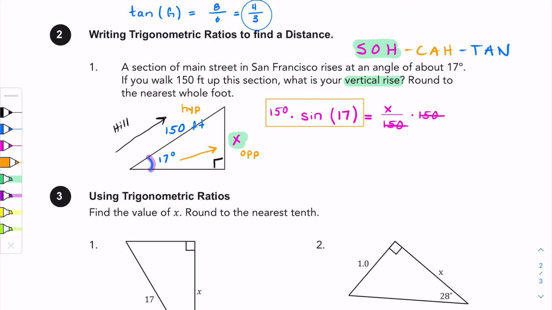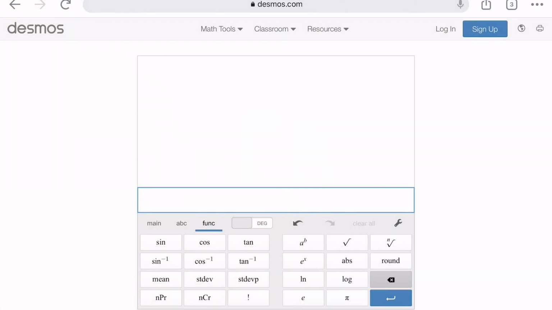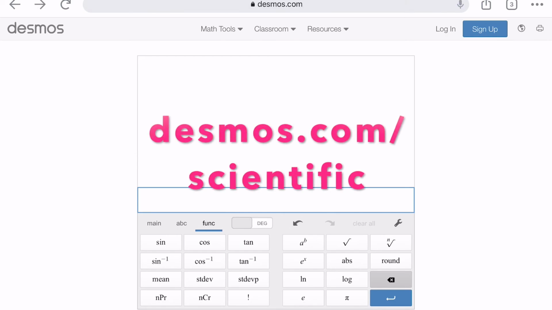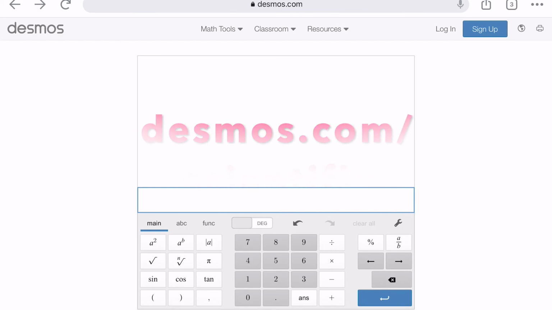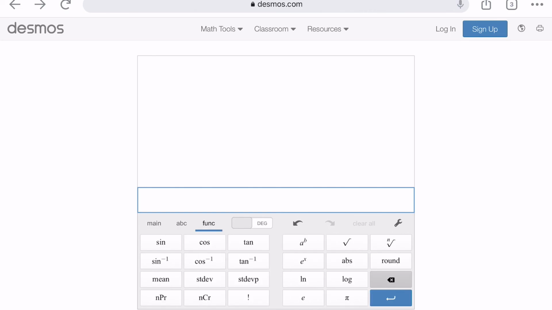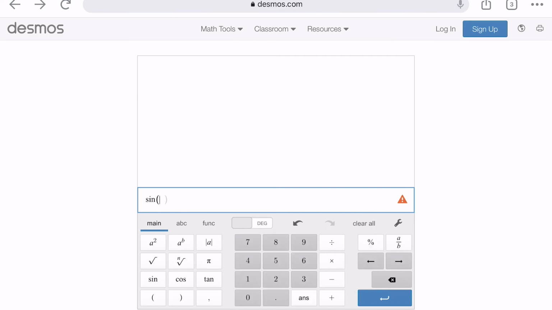So I use Desmos Scientific, and what I do is I go online and I go to Google and I just type in Desmos Scientific Calculator. Okay, so once I get to this point, on Desmos, over here you see where I'm clicking, you have main, the bottom left side of the screen, and then all the way over is function. I'm going to select function. I'm going to select sine, and then I'm going to type sine of 17, close parentheses, multiplied by 150, because that's what I had on my paper.